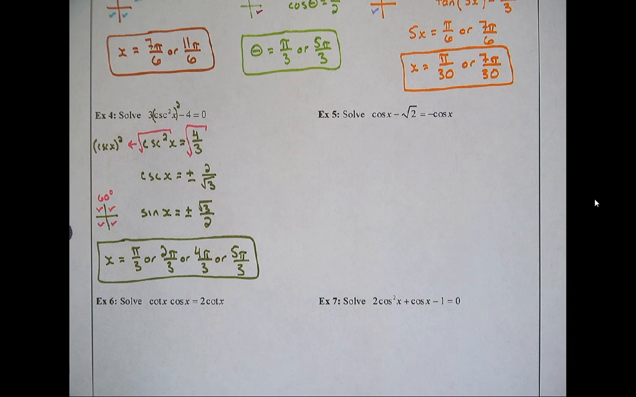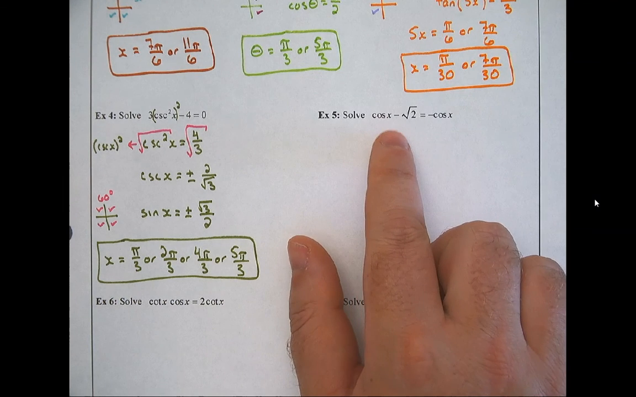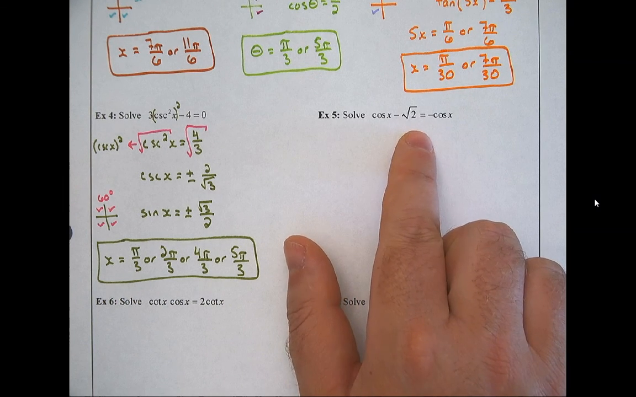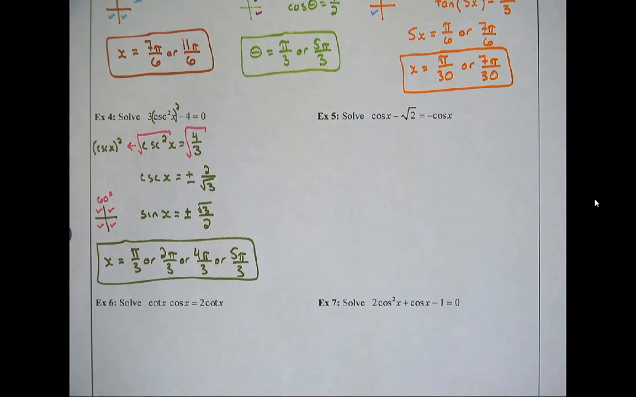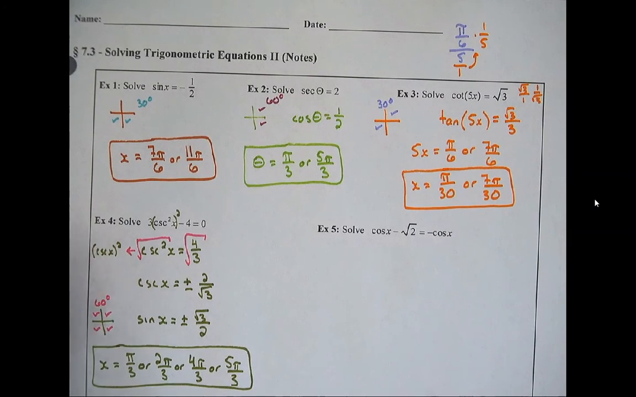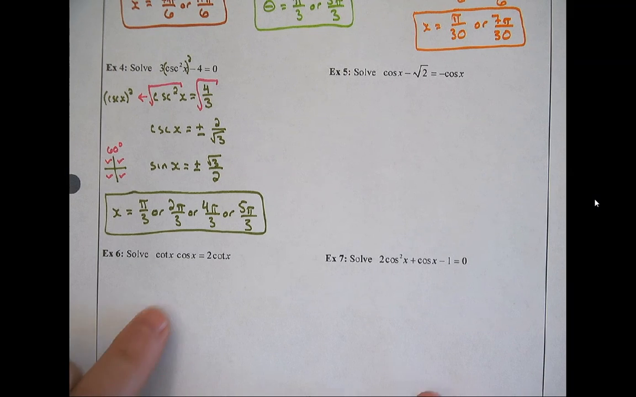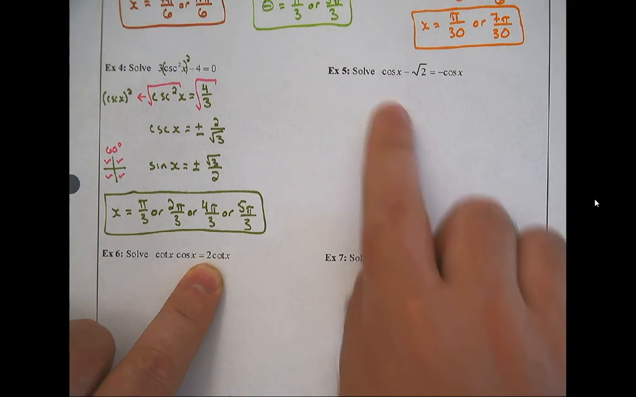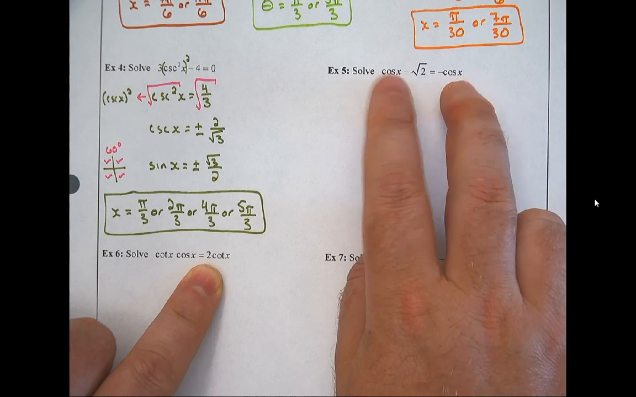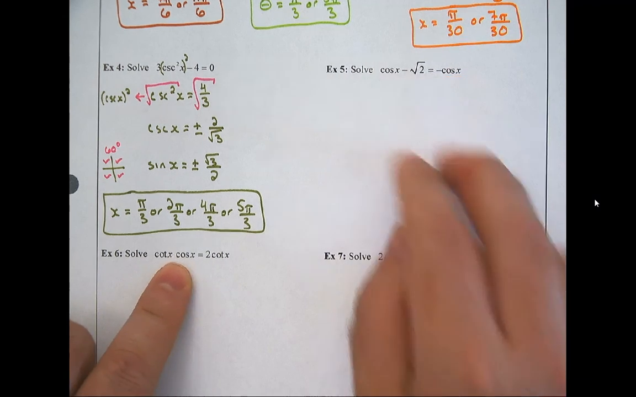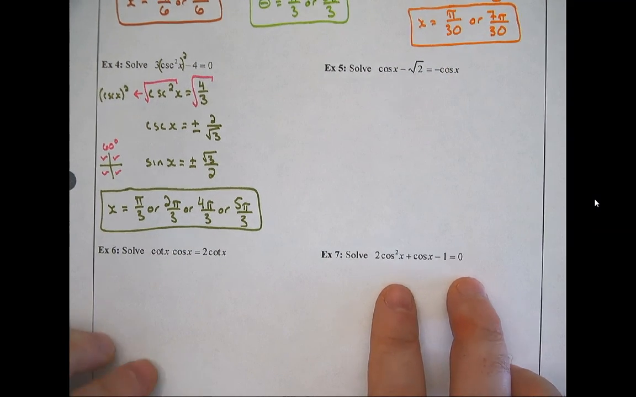All right, so solve cosine of x minus root 2 equals negative cosine of x. So this is our first one. If you notice, all these other ones just had one trig function. So there's two different scenarios where you can have multiple trig functions. You can have the situation where they're all the same, which is the one we like the best, or you can have the one where they're different. So we're going to talk about those in a second.